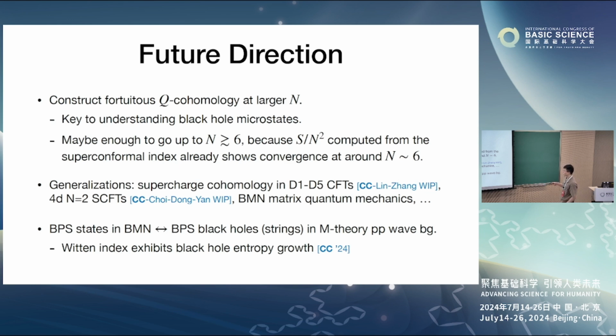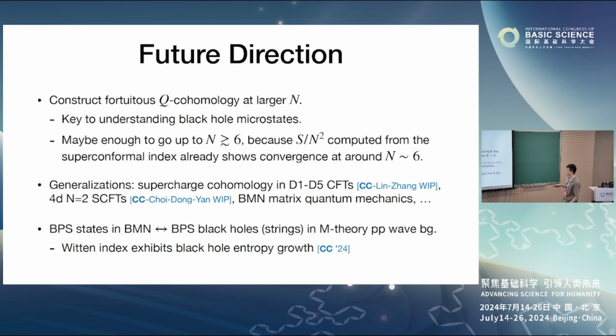Besides the study in N=4 super Yang-Mills, we can consider generalizations. For example, consider supercharge cohomology in the D1, D5 CFT, in 4D N=2 CFT, and we can also study them in the BMN matrix quantum mechanics. Let me mention a bit more on this final case. In this case, the field theory side is particularly simple because it is just a quantum mechanics, and there are also very interesting bulk duals that we can study. The BPS states in the BMN quantum mechanics are dual to the microstates of black holes in M theory on the pp-wave background.